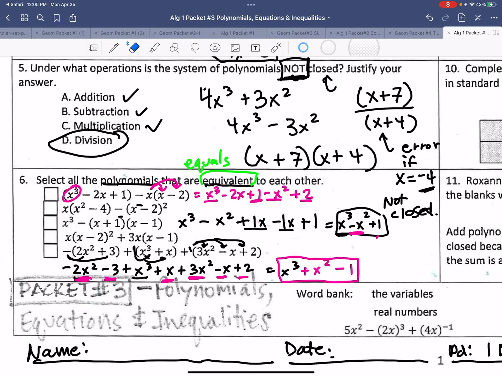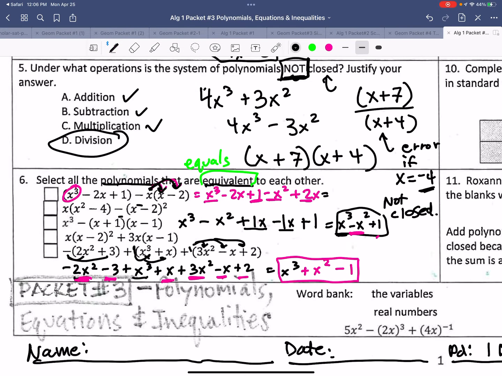They're different. So we get x cubed minus x squared. Hold on. I think I might have made a little tiny mistake here. When I distribute this, negative x times negative 2, then I get positive 2x. Okay, there we go.